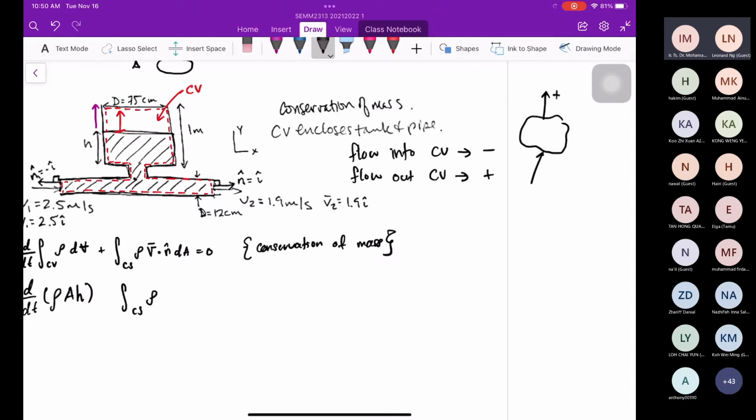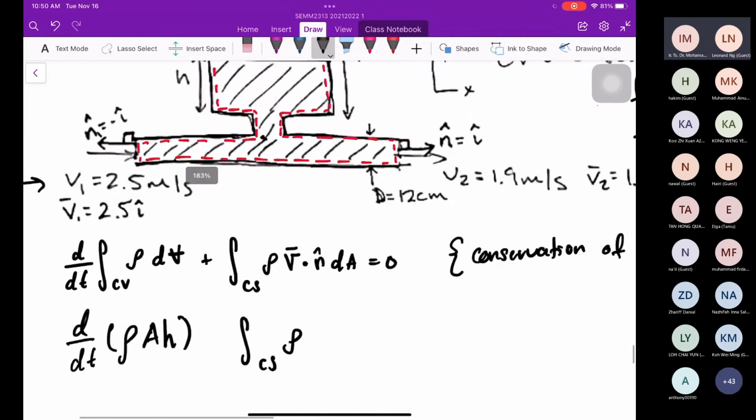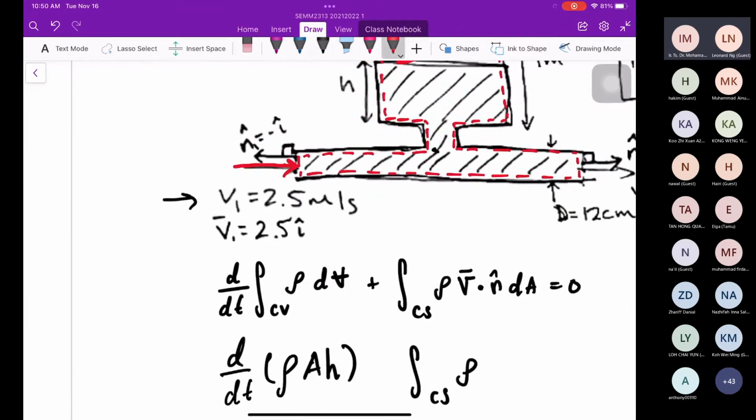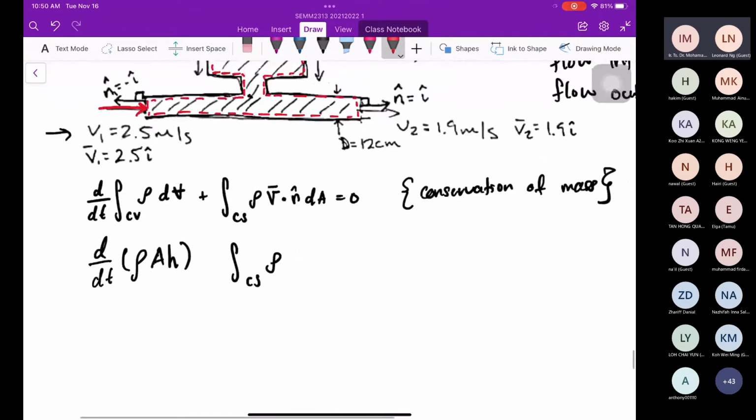Inside the control volume, negative. So now the flow is perpendicular to the control volume and it is into the control volume. That means it is negative. Okay, negative rho 2.5 dA.